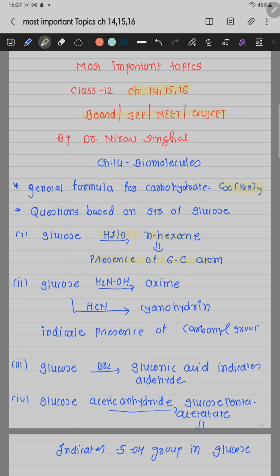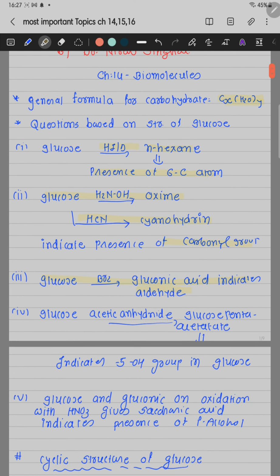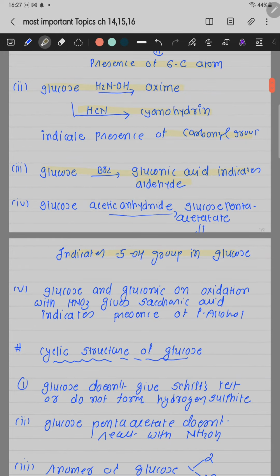Glucose on reaction with hydroxylamine gives oxime and with HCN gives cyanohydrin. This confirms the presence of a carbonyl group in the structure of glucose. Glucose on reaction with bromine water gives gluconic acid. This indicates the presence of an aldehyde group. Glucose on reaction with acetic anhydride gives glucose pentaacetate. This indicates the presence of 5 OH groups in the structure of glucose.